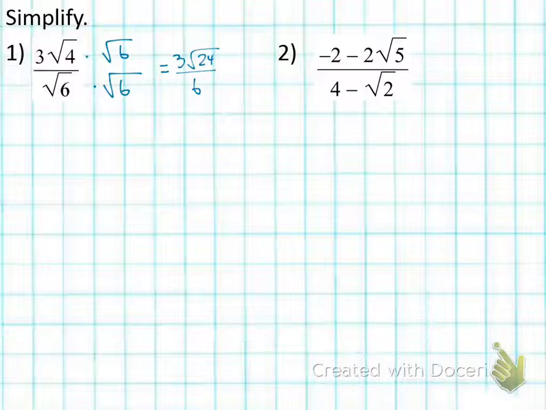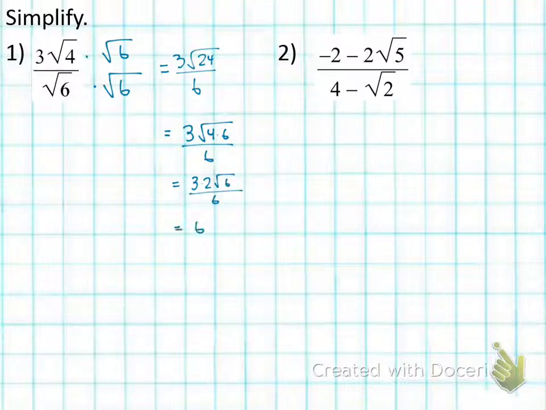Okay. Rad 24 now is the same thing as saying rad of 4 times 6. Square root of 4 is 2, so it's going to be 3 times, I'm going to take out a 2, rad 6, all over 6. 3 times 2 is 6. So it's going to be 6 rad 6 over 6. 6's can cancel out. So it's just going to be rad 6. That's your answer.